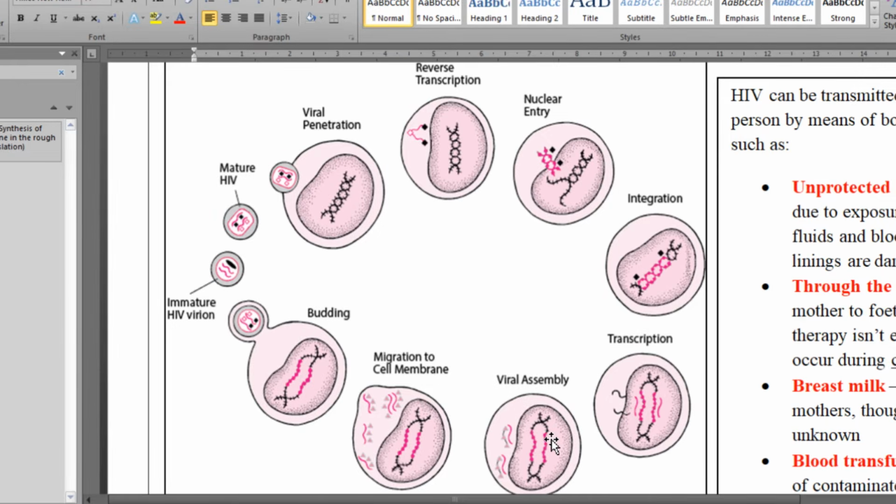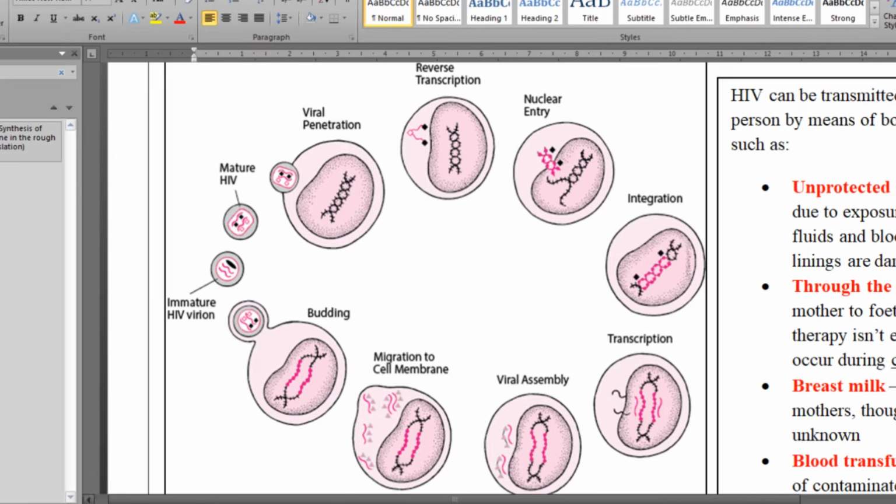Assembly is basically translation. So remember, transcription is followed by translation. Translation is where the ribosomes read the blueprint, they read the mRNA, and they build the protein as a result. So this is actually building new viruses. This is why it's called assembly. The new viruses are made here, and it's going to move towards the cell membrane, where it's kind of like exocytosis. It sort of buds off, and then it matures, and then it infects more cells.